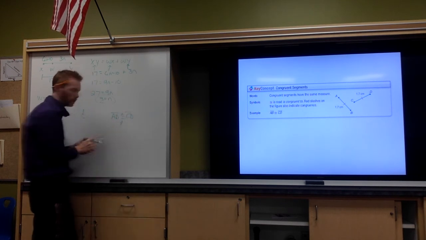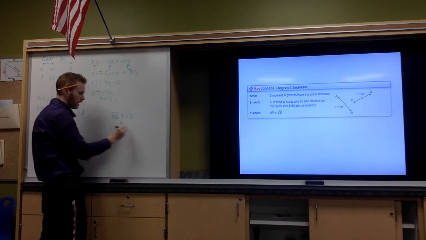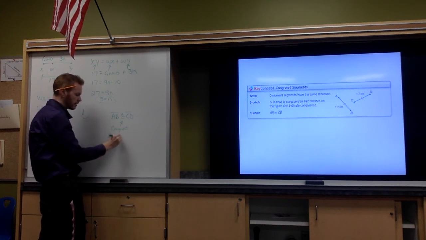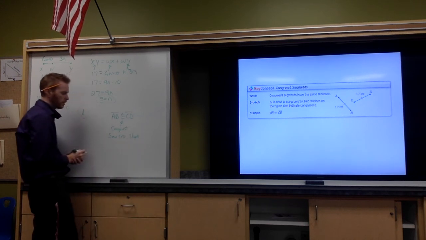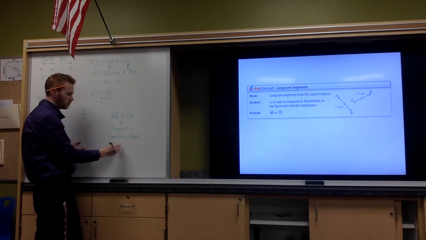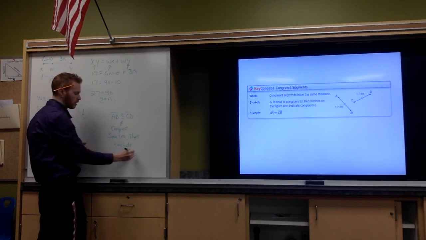That little symbol, the equal sign with the little squiggly on top, that means congruent. And that means same size and shape, which we could conclude means that it has the same measure.